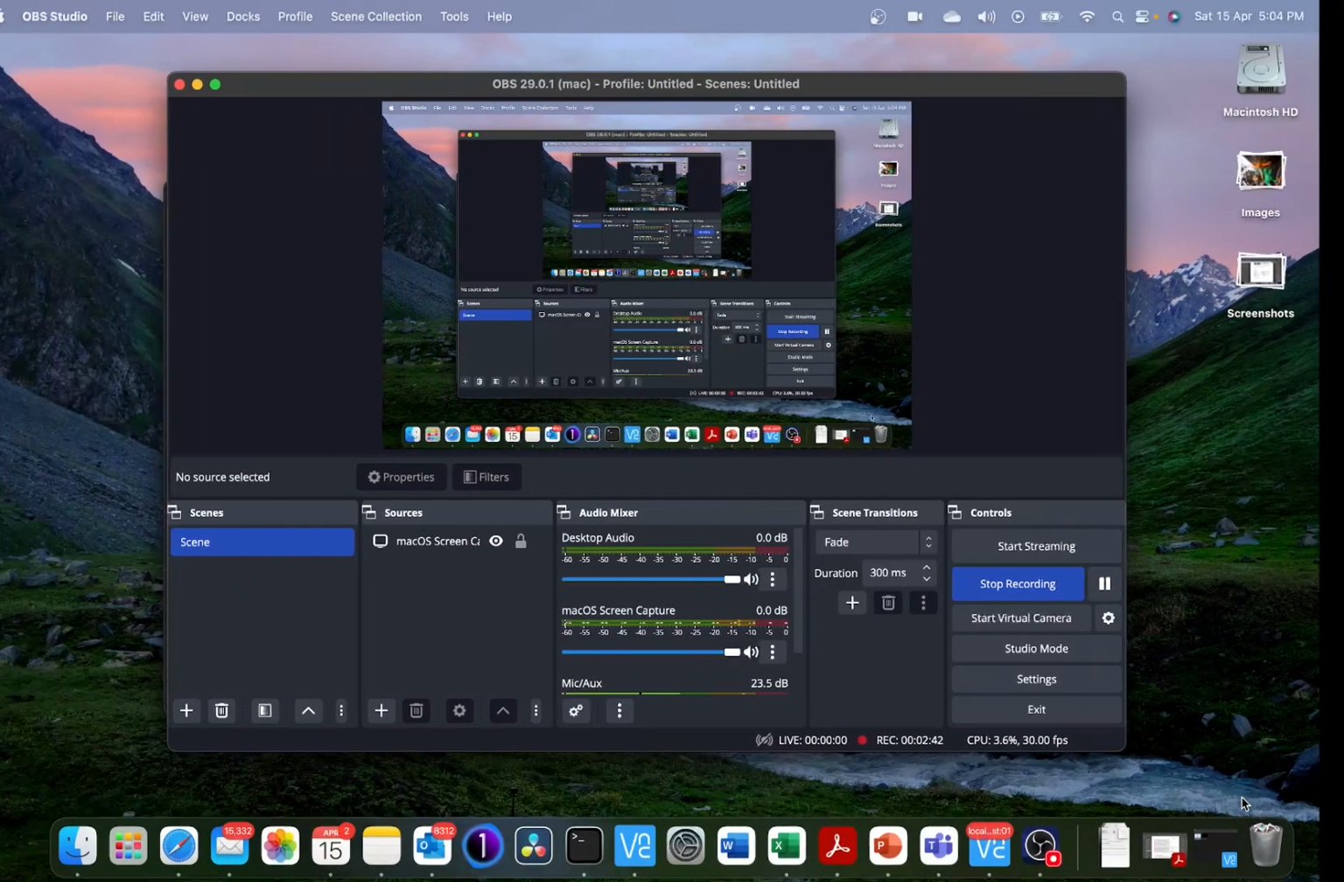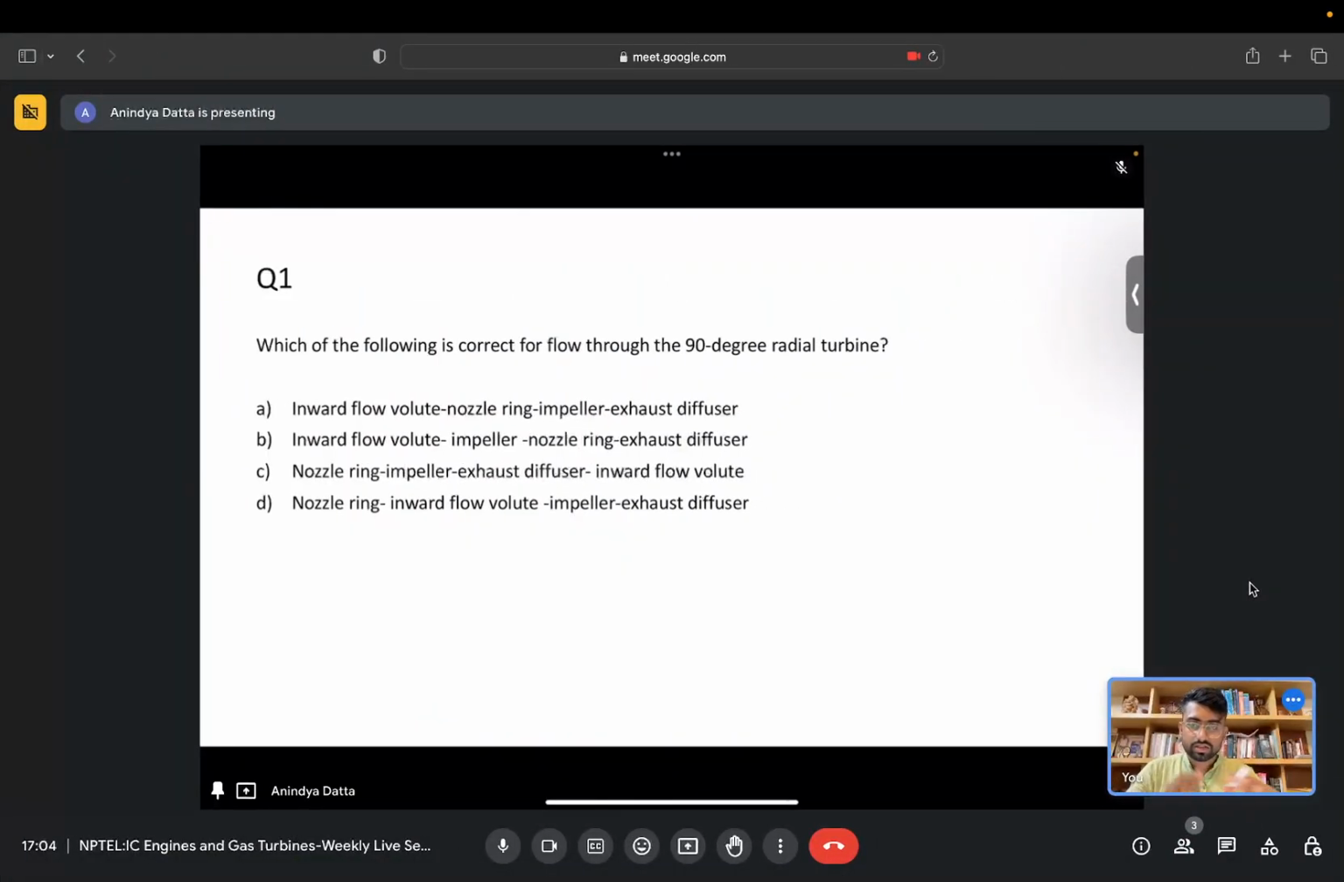Okay, so the first question for today is, which is the correct order of flow for a 90-degree radial inflow turbine? We have to choose the correct order in which the flow goes through different parts of a radial turbine. We know in a radial turbine the major components involve the volute, impeller, nozzle ring and an exhaust diffuser. Option A: inward flow volute, nozzle ring, impeller, exhaust diffuser.